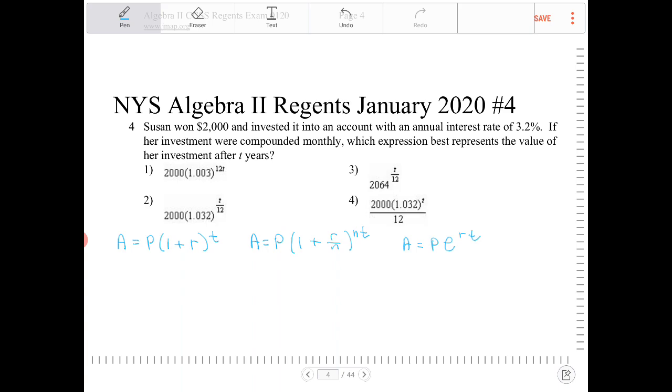So looking at the question here, let's try to understand what's given to us right now. Suzanne won $2,000 and invested it. That means that's the P, that's the start, that's the principal, right? So P is equal to 2,000. And with an annual interest rate of 3.2%, so that's R is equal to 3.2%. So R is equal to 0.032.